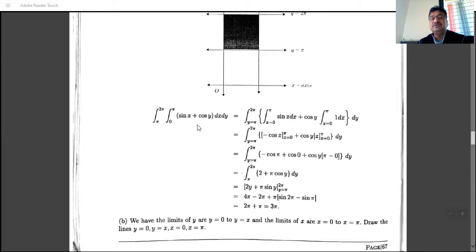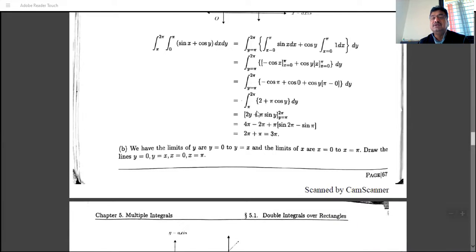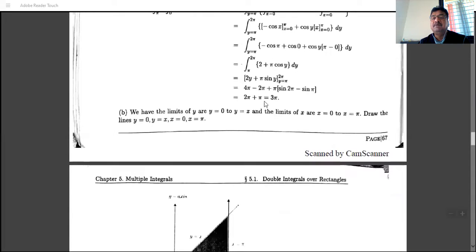And then integration with respect to x first. So integration of sin x is minus cos x. And cos y is constant, so its integration is cos y into x. And so with the upper limit value and lower limit value, we have this. And then integration with respect to y: 2 is constant, 2y, and pi is constant. Integration of cos y is sin y, from pi to 2 pi, value at the upper limit minus value at the lower limit, we have the answer 3 pi.